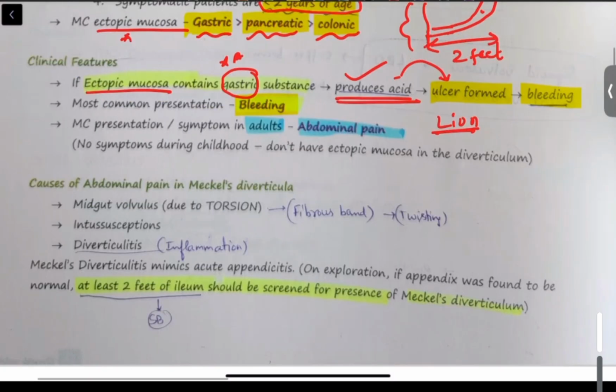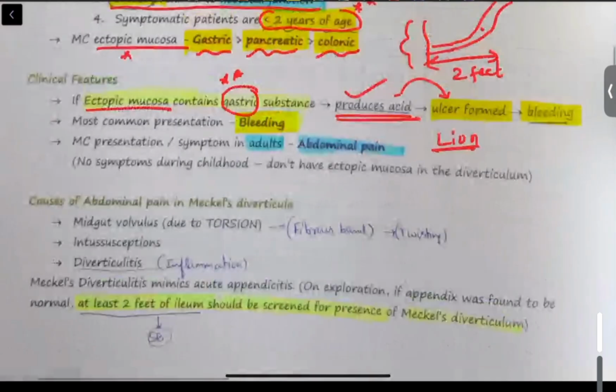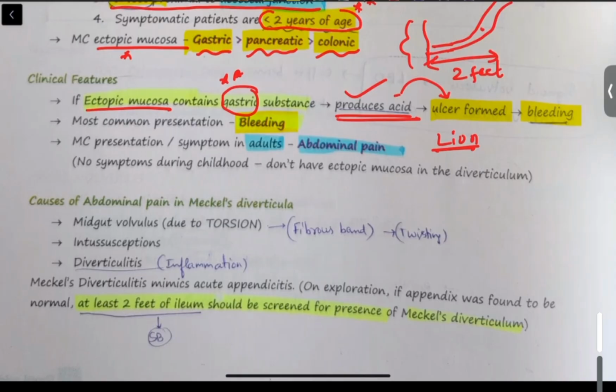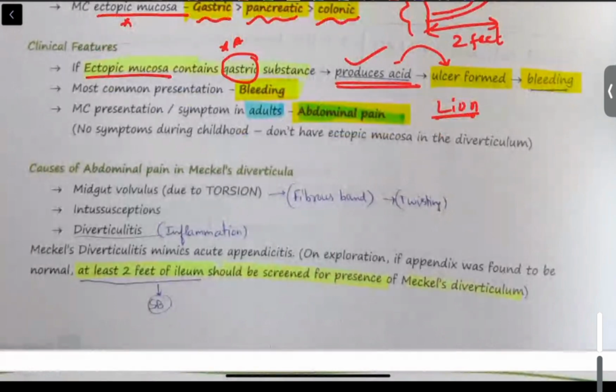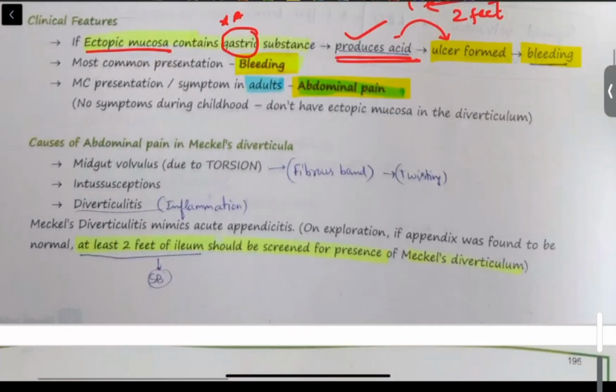Okay. In Meckel's diverticulum it is usually children under 2 years of age. If the baby is asymptomatic and grows into an adult and after that starts expressing its symptoms, then it can be abdominal pain. Okay, so usually abdominal pain or bleeding will be the most common symptom, and based on that we can diagnose Meckel's diverticulum.